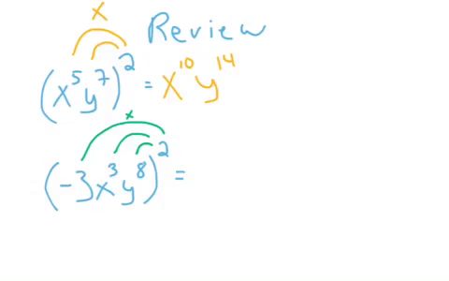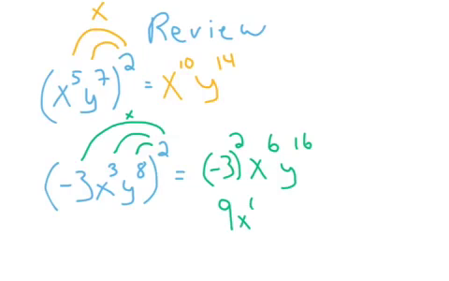So the first one, we would have negative 3 to the second power. Remember, anytime you have a negative base or a fraction base, you must put parentheses around it. X, 3 times 2 gives you 6, and y, 8 times 2 gives you 16. So now if I simplify that, negative 3 to the second power would be negative 3 times negative 3, which is positive 9, x to the 6th, y to the 16th. That is my final answer.